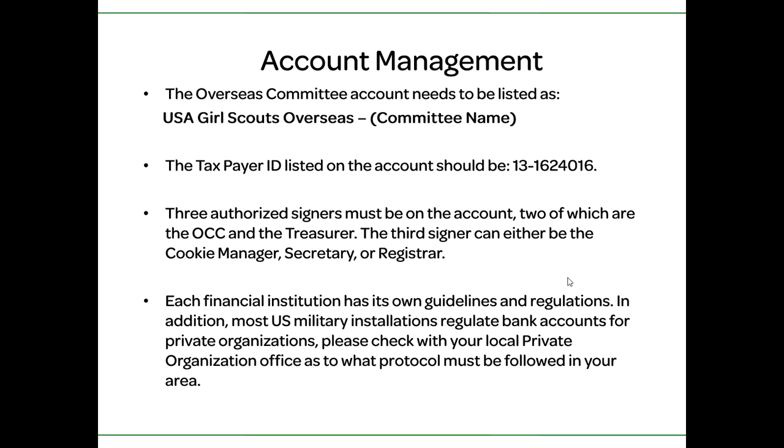Now when it asks for the taxpayer ID, you would list 13-1624016. Now on your account, you need to have 3 authorized signers, 2 of which are the Overseas Committee Chair and you as the Treasurer. The 3rd signer can be either the cookie manager, secretary, or registrar.